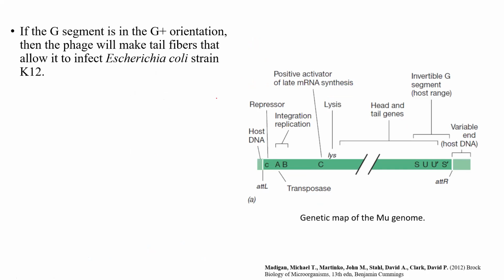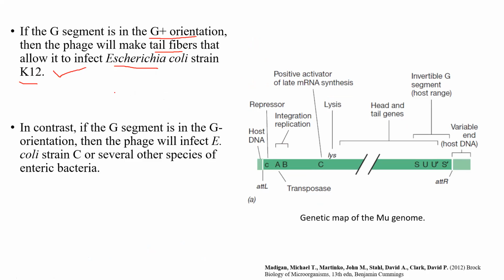If the G segment is in the G plus orientation, the phage will make tail fibers that allow it to infect E. coli K12. What if it is in G minus? In contrast, if the G segment is in the G minus orientation, then the phage will make tail fibers so that it can infect E. coli strain C and several other species of enteric bacteria.